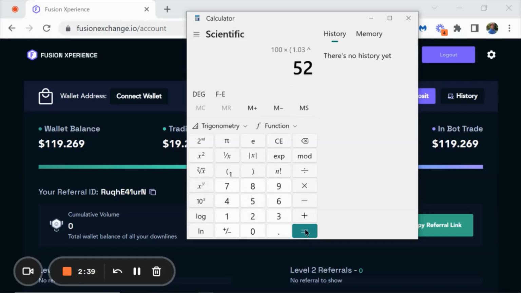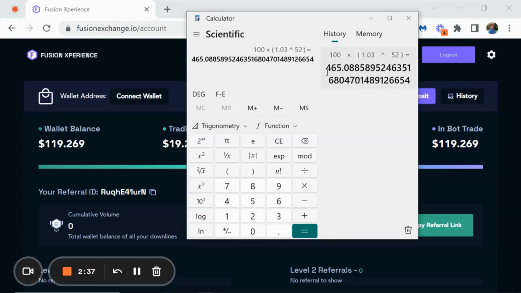So in order to get this calculation, you then do the x to the y, and you put in 52. This is going to show you 465%. So you're going to take out the 100% of that, which is the $100. So you're going to end up with $365 in return just from a 3% compounded interest, compounding weekly.